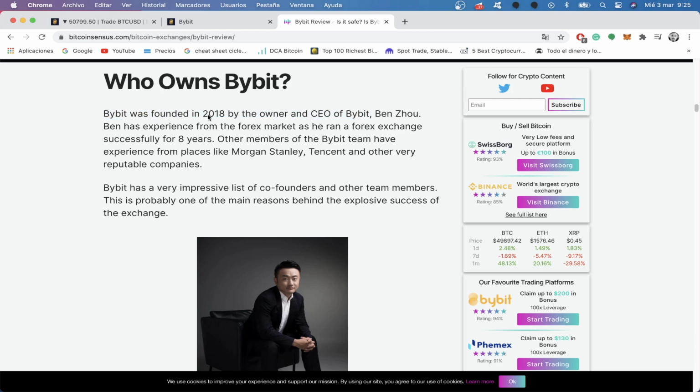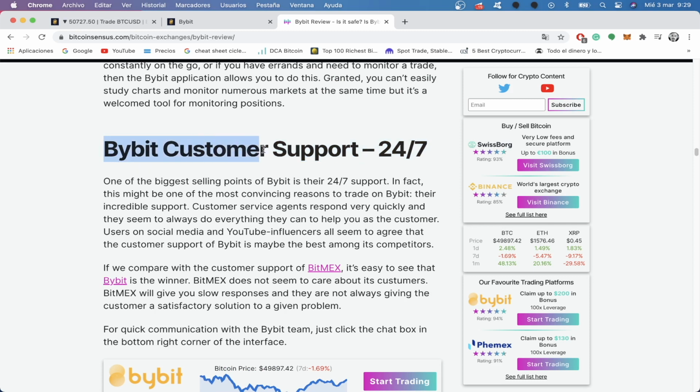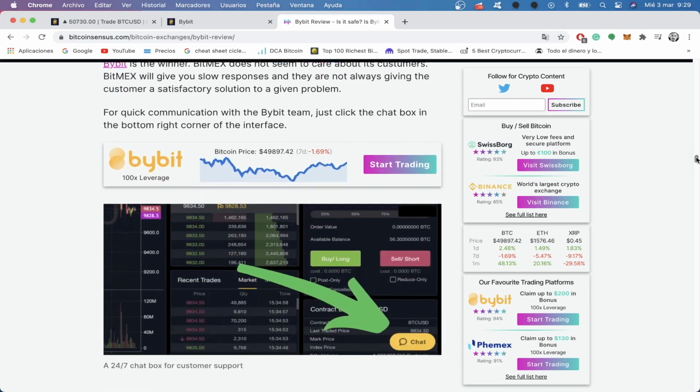And who owns Bybit? Well, it's this man over here. Founded in 2018 by the owner and CEO of Bybit, Ben Zhou. Ben has experience from the Forex market as he ran a Forex exchange successfully for 8 years. Bybit has also got a mobile app for iOS and Android, so if you want to keep track of your positions, you can do it by your mobile app. Bybit customer support is 24/7. Every time I've sent a message to the Bybit support, they have answered immediately, guys.